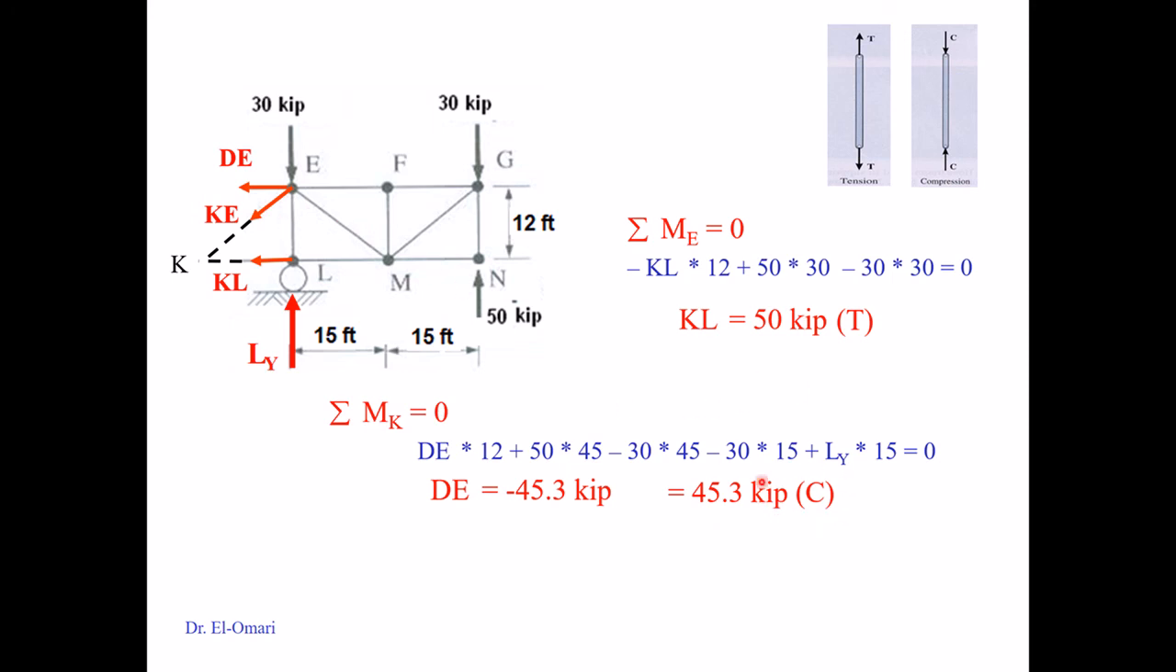Notice the difference: they both were first assumed coming out of the joint, but one of them is negative, so you have to change it. Again, negative doesn't mean that it has to be compression. It's only because I gave all the assumptions coming out of the joint.